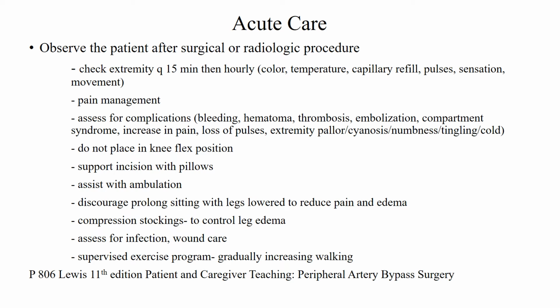Let's check for compartment syndrome. Compartment syndrome is a painful condition that occurs when pressure within the muscle builds up to a dangerous level. This pressure can cause decreased blood flow. So let's check for increasing pain, loss of pulses, and the extremity: what color is it? Is it pale? Is it cyanotic? Let's ask the patient for any numbness or tingling of the extremity.